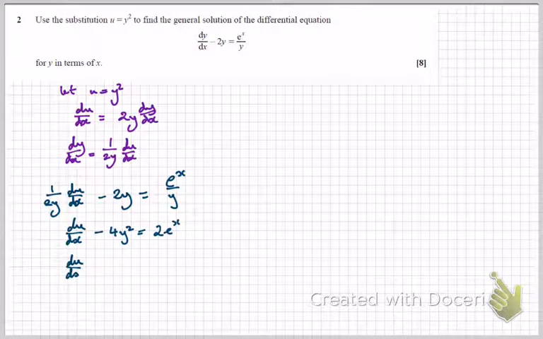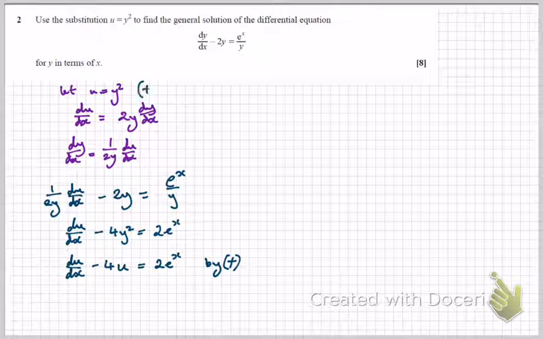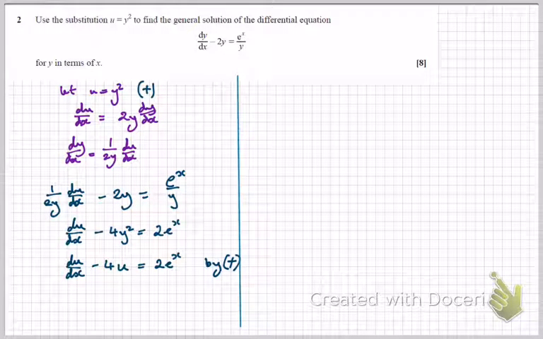But this makes it easier because I can just write y squared is u, giving you du/dx minus 4u equals 2e to the x. Okay. A nice symbol notation there, saying I can do this because of star, or by dagger in this case.